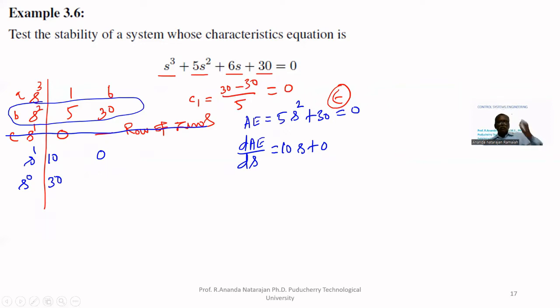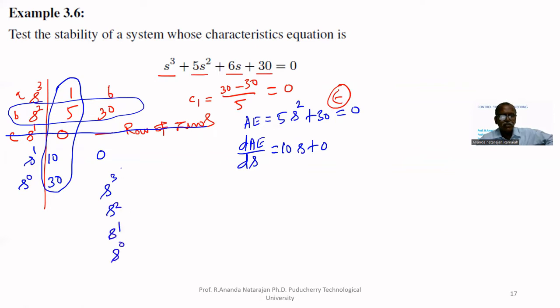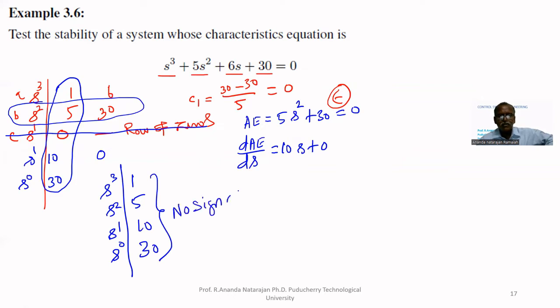So if we check the set of all first column elements, that is S cube, S square, S power 1, S power 0, what are the elements? 1, 5, 10, 30. No sign changes. Shall I say it is a stable system? No, we cannot say that right now. No sign changes.